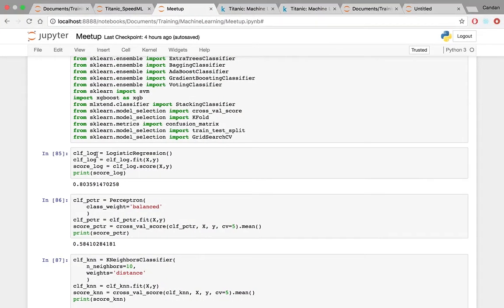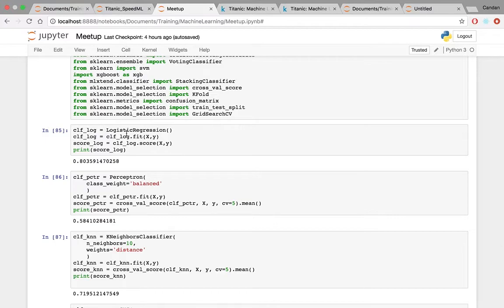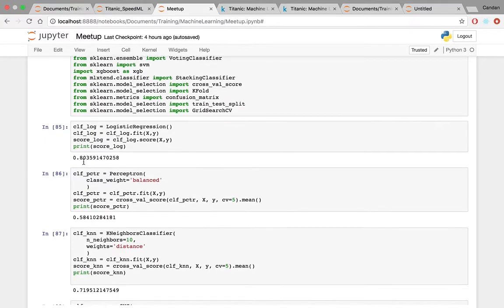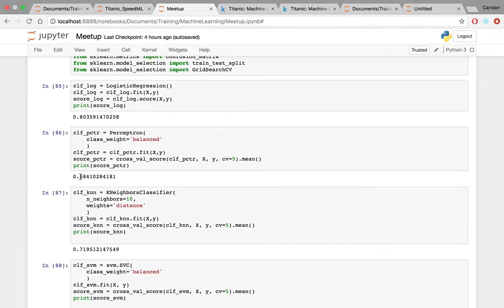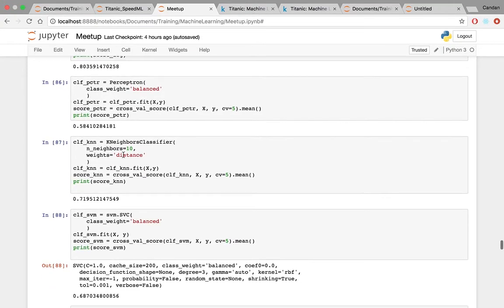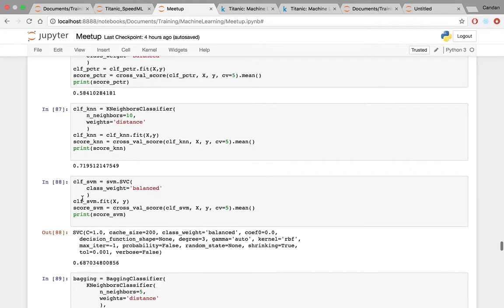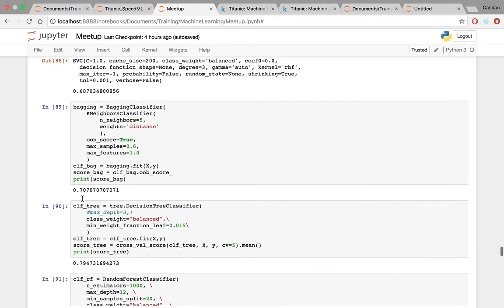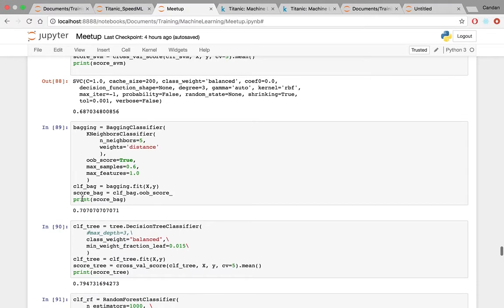So what I did is I just ran different algorithms. For example, for logistic regression, we have 80% accuracy. And for perceptron, we have 58. For KNN, we have 75, 71. And all those things, we have different approximations. So depending on your data and depending on your model, you may have different algorithms that work for you. So there is no one solution that works for all machine learning problems. So it depends. I mean, this is the Titanic problem.